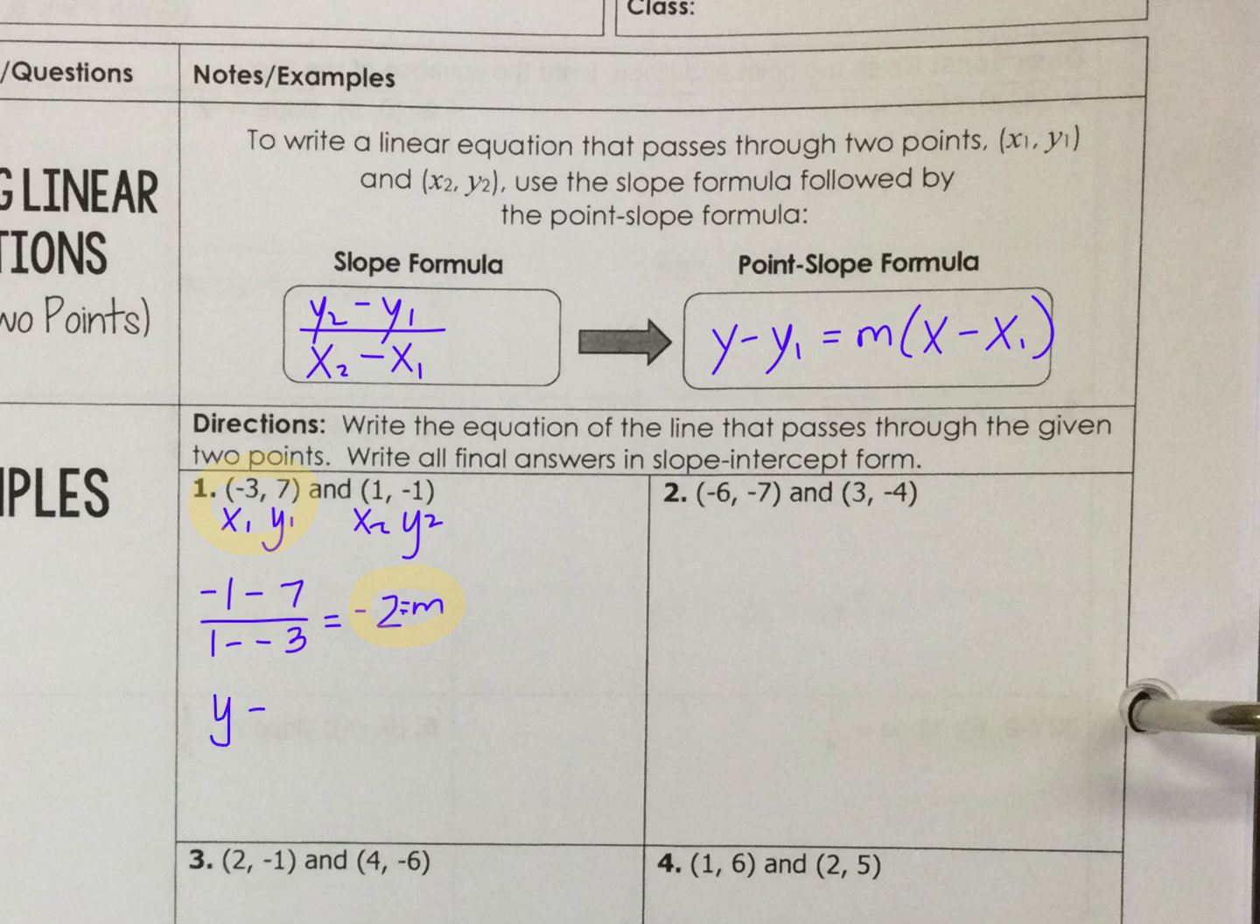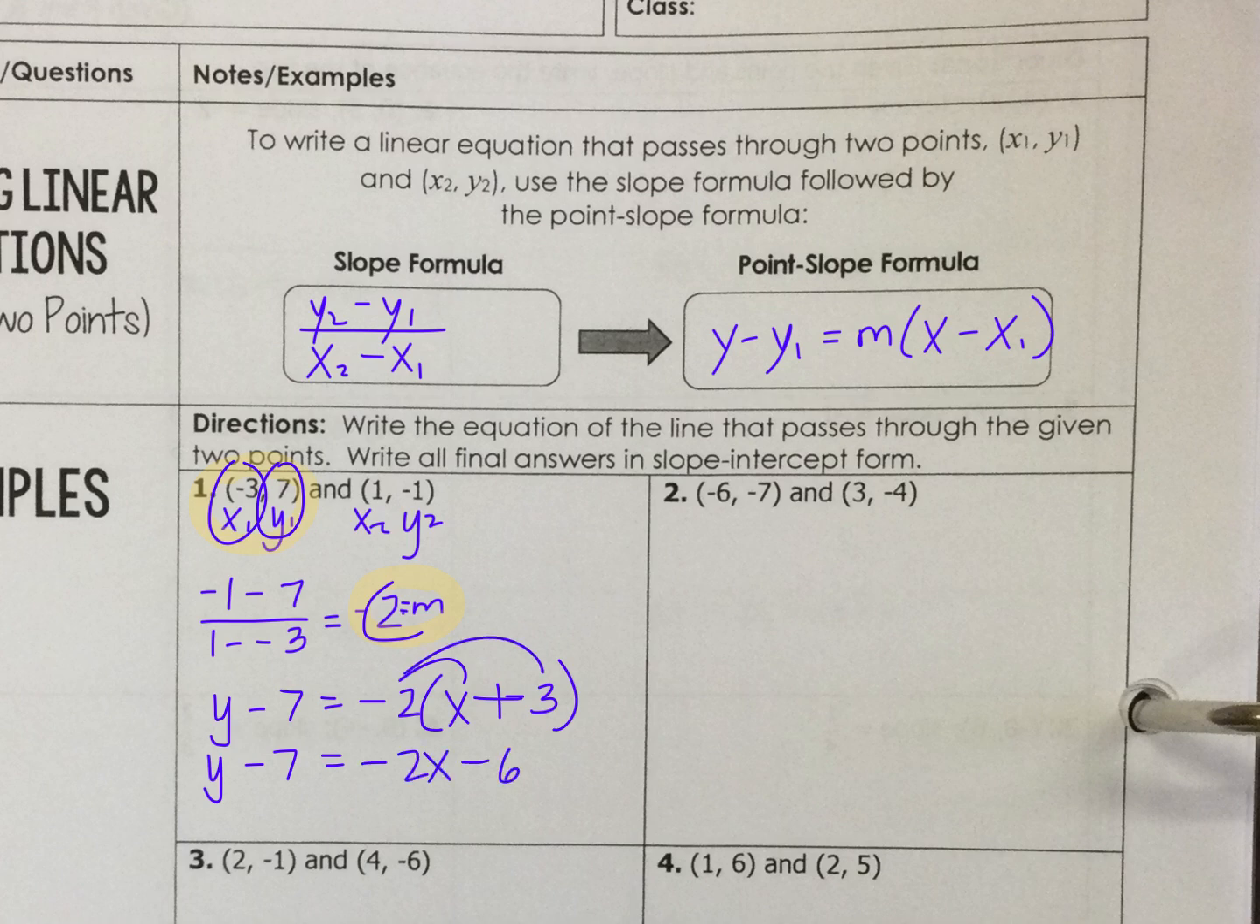y minus, y1 is 7, equals m is negative 2, times x minus negative 3. I couldn't make that a positive yet. y minus 7 equals negative 2x minus 6. I'm going to add 7. I end up with y equals negative 2x plus 1. And now I can graph that from that information.